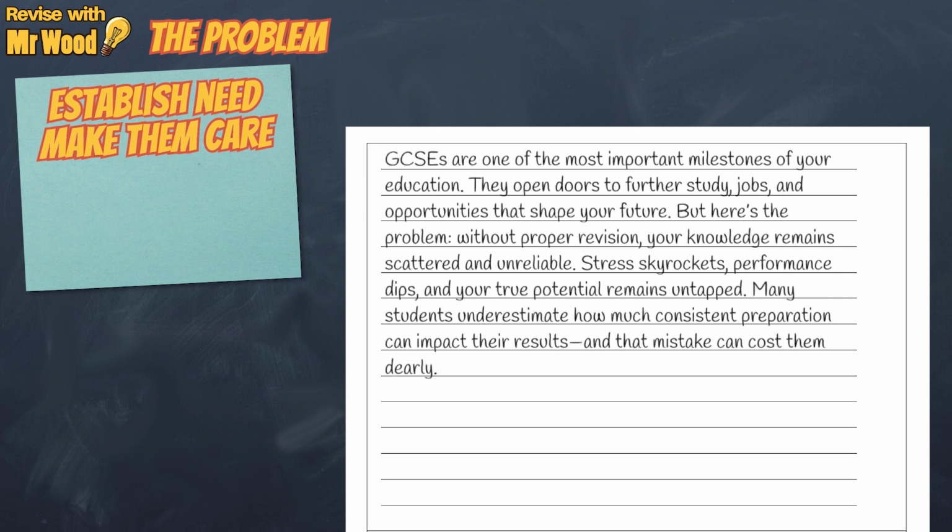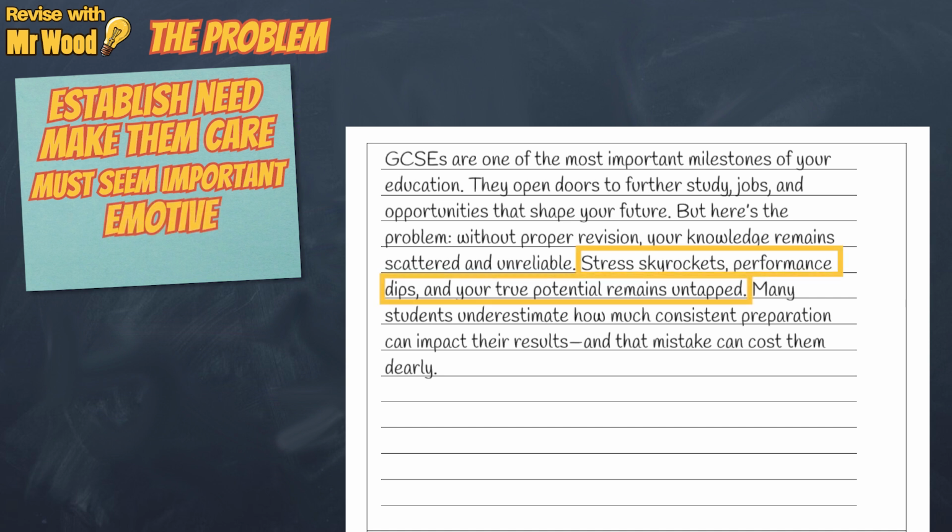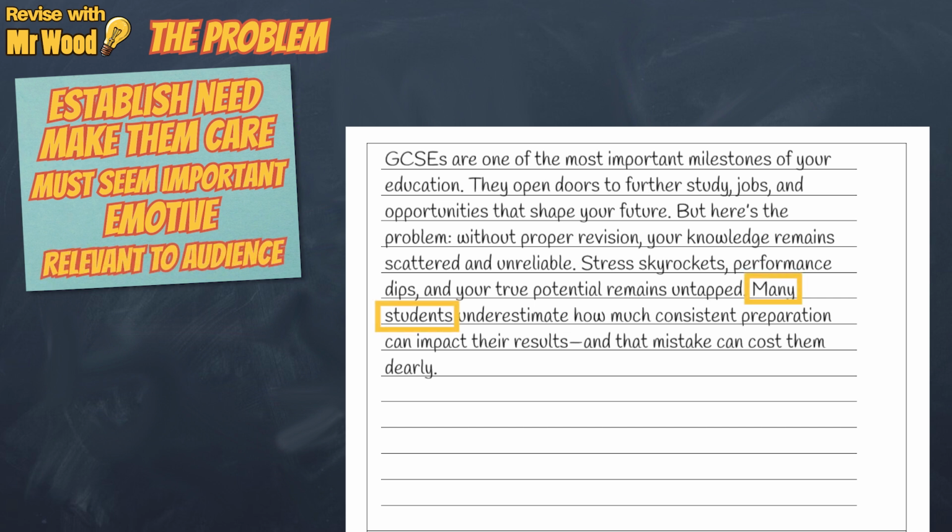So how does this work? I've established the importance of the problem. GCSEs are framed as critical to future opportunities like further education and careers. I've put in an emotive appeal. The speech emphasises feelings of stress, regret, and wasted potential if revision isn't taken seriously. I've extended the problem to one the entire audience faces, making it hard to dismiss.